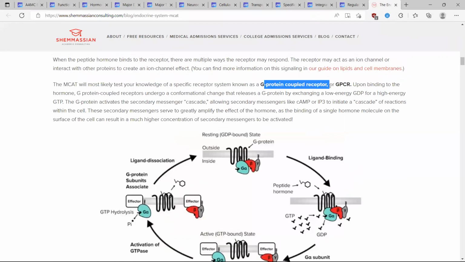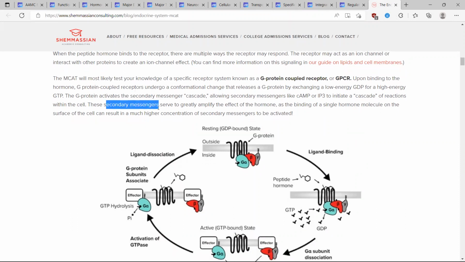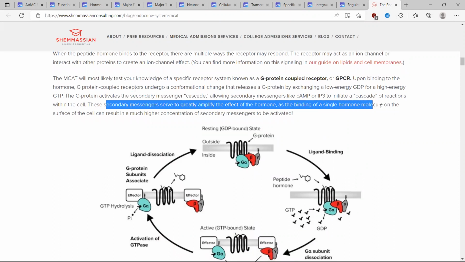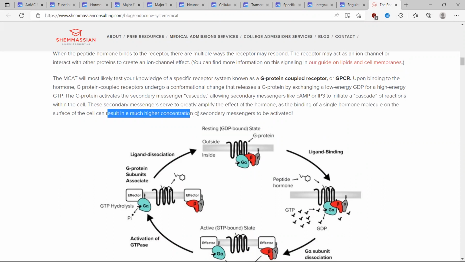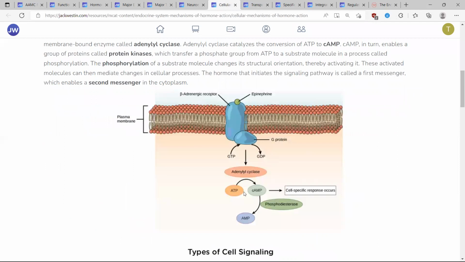This G protein situation, it's not that every peptide hormone is going to go through a G protein, but this is a very common motif that they will definitely ask you about. So this is, they're even saying here, secondary messengers serve to greatly amplify the effect of the hormone, as the binding of a single hormone molecule on the surface of the cell can result in a much higher concentration of secondary messengers to be activated. And secondary messengers means the cascade stuff that we saw, everything happening downstream inside the cell. So does that make sense?